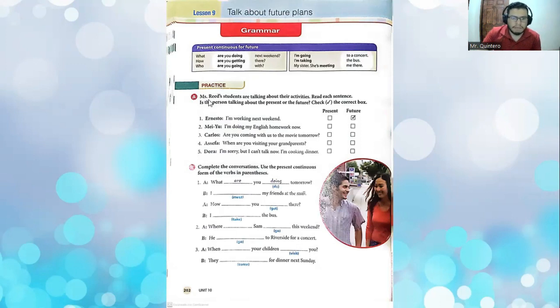Practice. Miss Reed's students are talking about their activities. Read each sentence. Is the person talking about the present or the future? Check the correct box. ¿Están hablando del presente o del futuro? Present or future. Ernesto: I'm working next weekend. Estoy trabajando el siguiente fin de semana. Es futuro, ¿verdad? Next weekend.